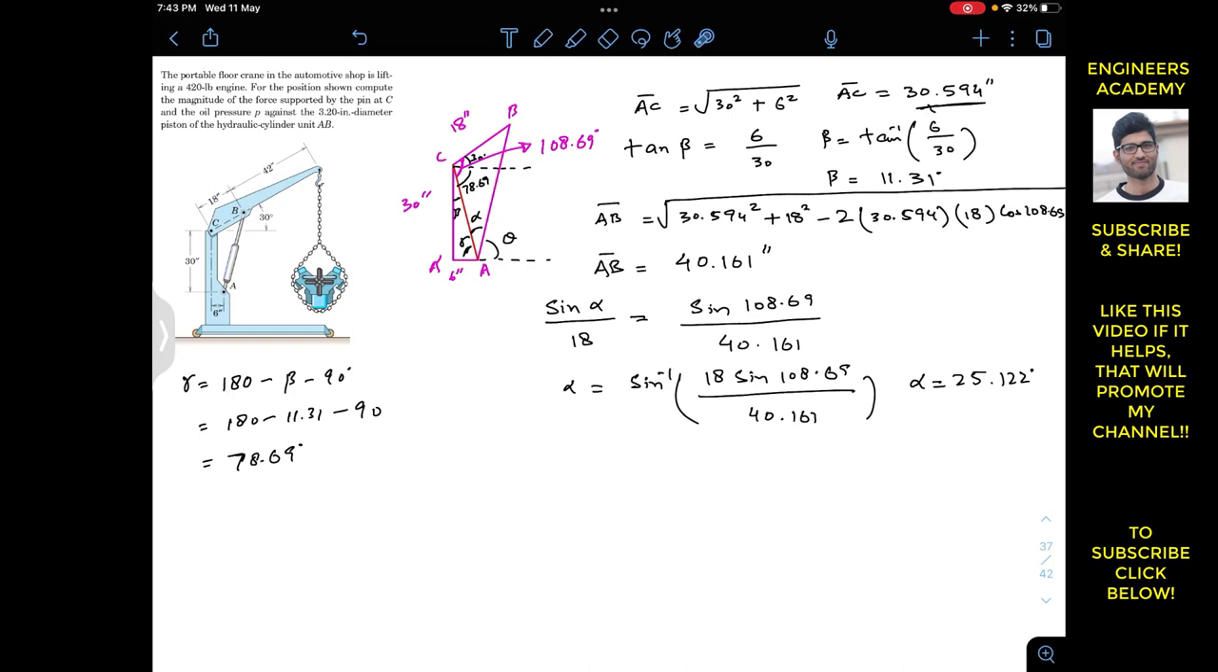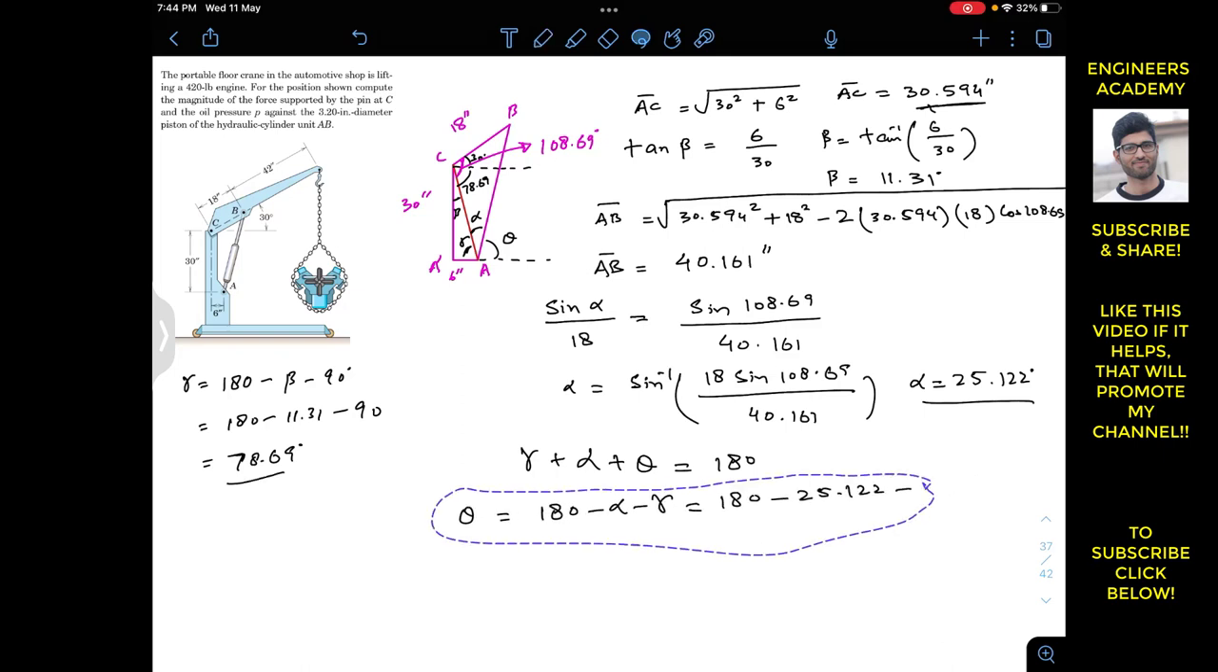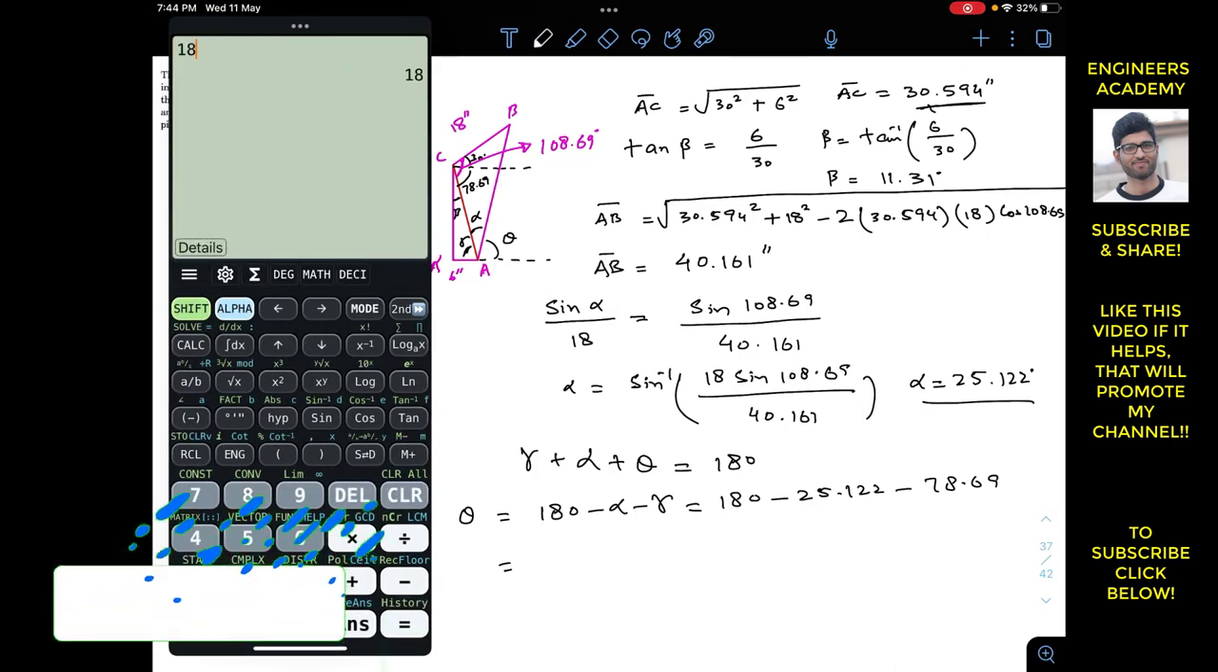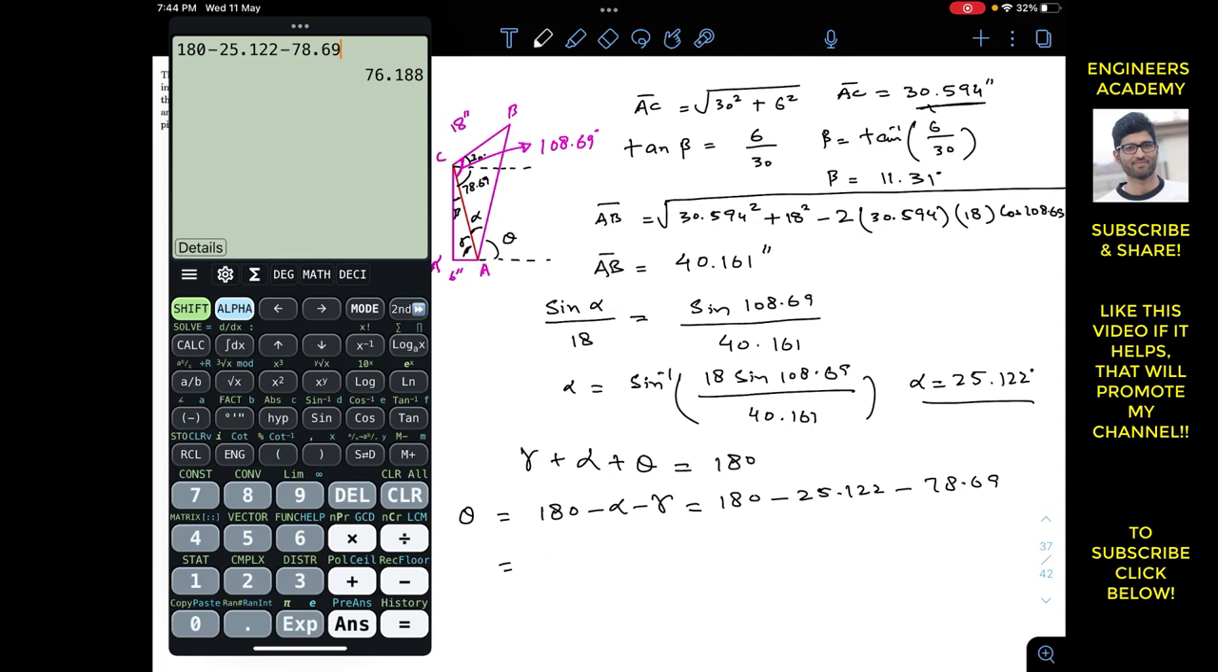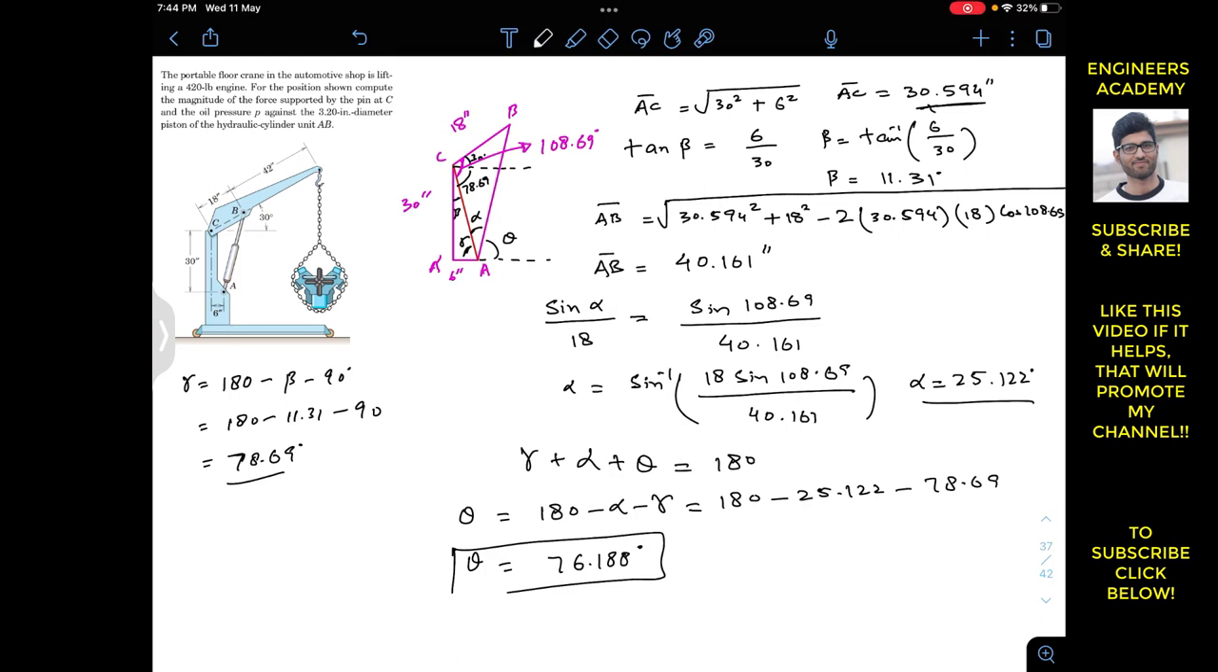Now we have to find this angle theta. We know that the summation of gamma plus alpha plus theta is 180. From this we can write that theta is equal to 180 minus alpha minus gamma, which is 180 minus 25.122 minus 78.69. This gives us 76.188 degrees. So the force applied by this AB arm is making 76.188 degrees with the horizontal.